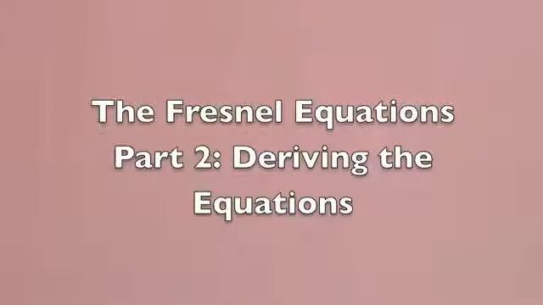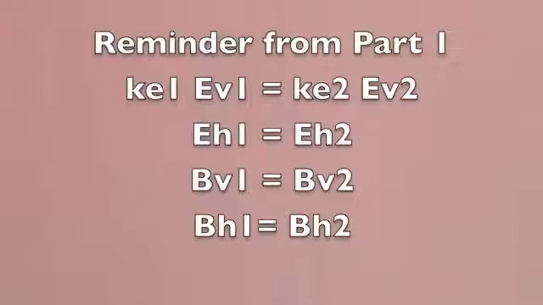Okay, so having done the four boundary conditions, that is what is happening to the electric and the magnetic field vectors as they cross the boundary between medium 1 and medium 2, we're now ready to get the Fresnel equations underway. And I start by drawing a diagram which should be pretty familiar to everyone.